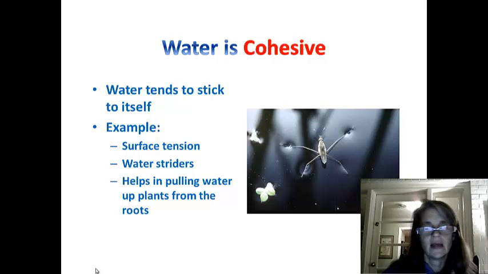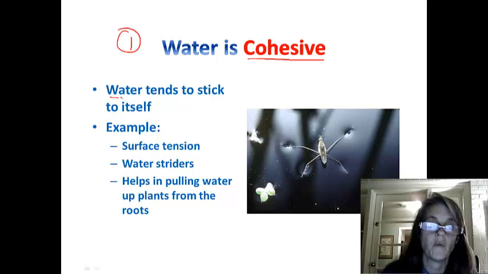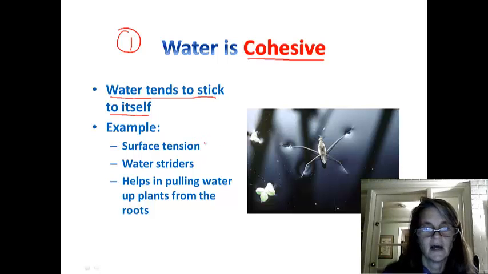Okay? Now, the first thing we need to remember about water's first property, so this is number one, is that water is cohesive. What does that mean? That simply means that water tends to stick to itself. Okay? Examples of this are surface tension. This little water strider is taking advantage of surface tension.